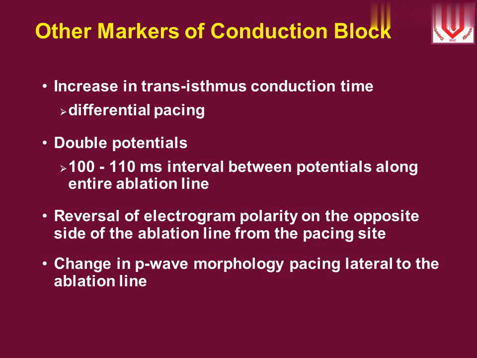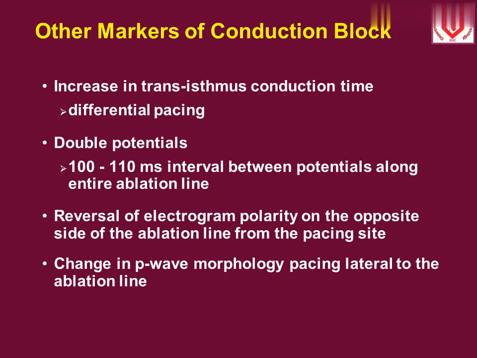Secondly, double potentials, as we discussed, with a relatively long interval of more than 100 to 110 milliseconds between the two potentials. We like to see this present along the entire ablation line. If we move our pacing site a little bit further from the line of block, then the conduction time from the pacing site to the potential generated by the wavefront that activates the distal side of the line becomes shorter, and that to the proximal side becomes a little bit longer, and the opposite occurs if there is still conduction through the isthmus. Thirdly, reversal of the electrogram polarity on the opposite side of the line of block, when block is achieved.